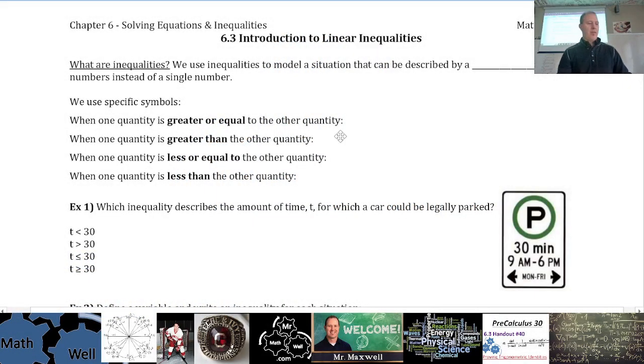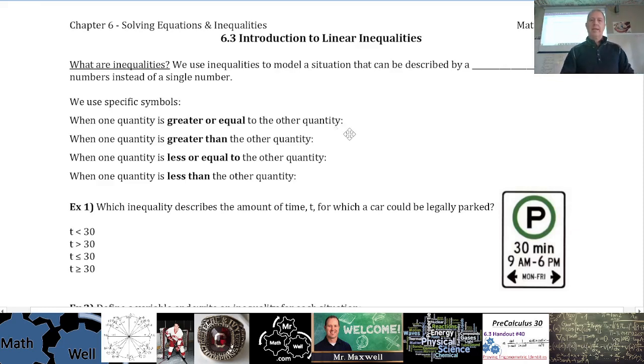All right, so 6.3 in your textbook. If you want to get that out, let's see. In your Pearson Math Makes Sense, 6.3 is going to be around page 288. Page 288.